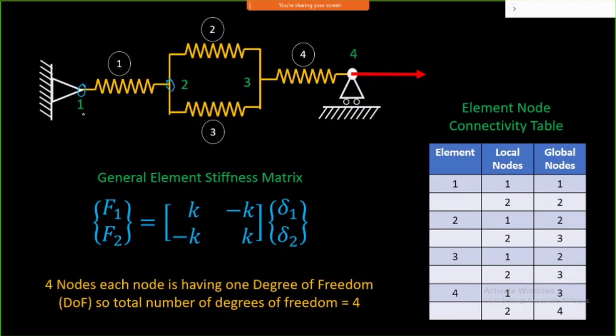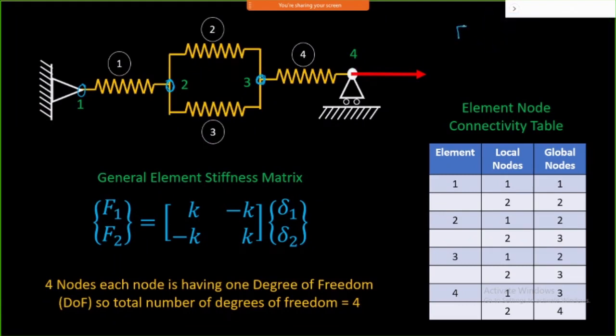This is the interfacing. Whenever elements are connected, the nodes are numbered 1 and 2. Then this spring is connected out here, and this spring is also connected here. So this particular node is now connected with the third element. Now element number 1, element number 2, and element number 3. The same is here also. This is now my third node, connected by element numbers 2 and 3, and this is node 4.